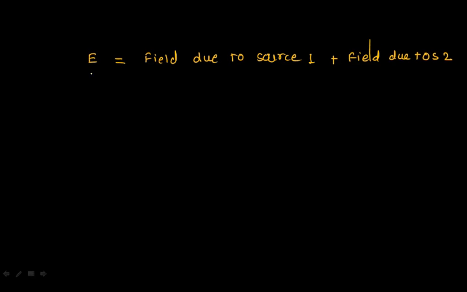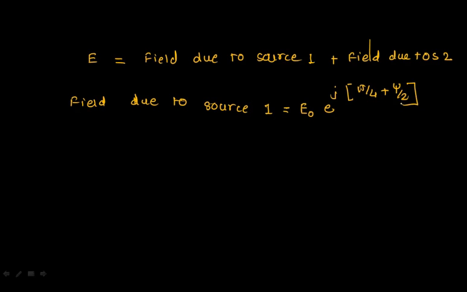So what will be the field due to source 1? The field due to source 1 will be, as we have already seen, E0 e raised to minus j, pi by 4 plus psi by 2. This is the field due to source 1. And what about the field due to source 2? This will be E0 e raised to j, pi by 4 plus psi by 2.